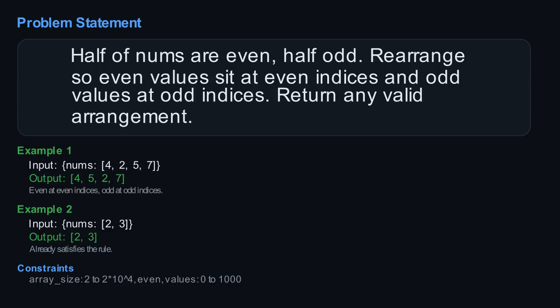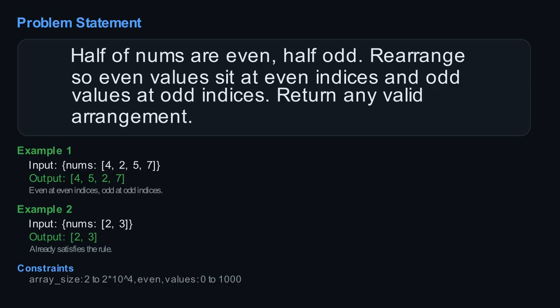Our goal is to rearrange this array so that every even number ends up in an even position, and every odd number ends up in an odd position. Remember, array positions, or indices, usually start counting from 0. So position 0, position 2, position 4, and so on are all even positions. And position 1, position 3, position 5, and so on are all odd positions.